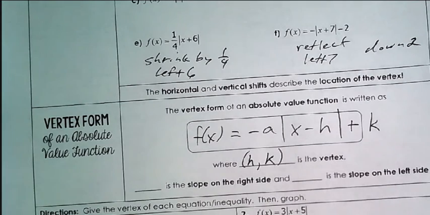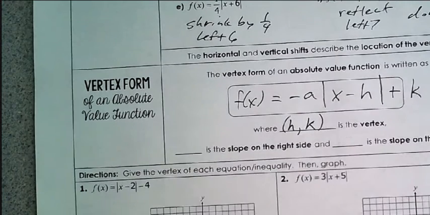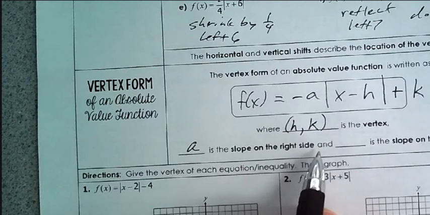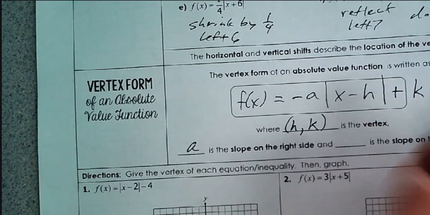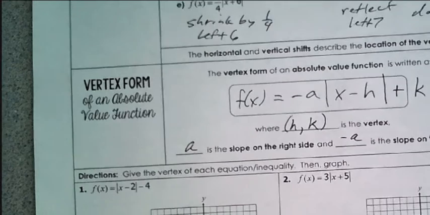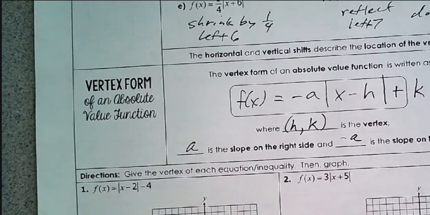Alright, now, we're also going to say that the a value is the slope on the right side of our graph, and negative a is the slope on the left side. That makes sense. Now, it really doesn't matter which one you do. All right, you could do, well, it doesn't matter, and I'll show you why in a minute.